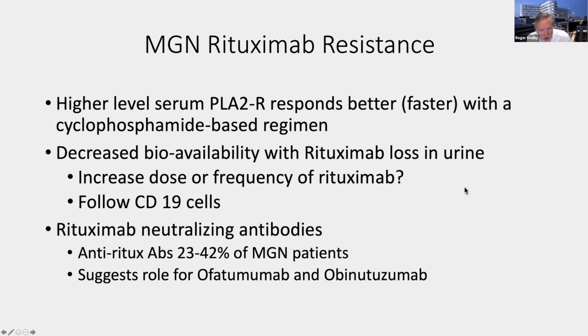So some of this membranous glomerulonephritis, rituximab resistance, some of this was brought up. And this is irrelevant because we don't have a PLA2R antibody, but the higher the level of serum PLA2R, or perhaps worse, the worst cases of membranous respond better with a cyclophosphamide-based regimen. Although I'm not sure if it responds better or just faster. It's clearly faster. It may not be better. It just may take rituxan a lot longer. So that really isn't quite relevant here because the PLA2R is not present.